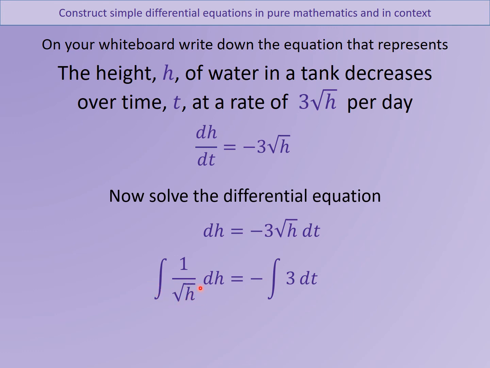Root h is h to the half, so 1 over root h is going to be h to the minus a half. You can integrate that yourselves. And that's where you're going to get 2 root h from, equals minus 3t plus an extra constant of integration.